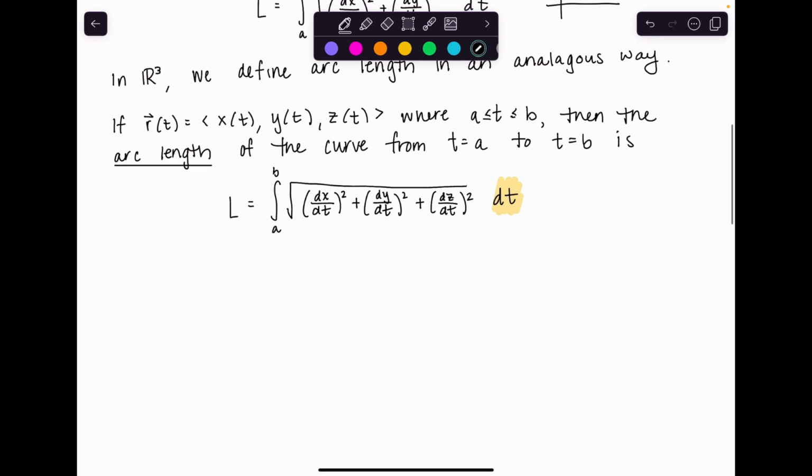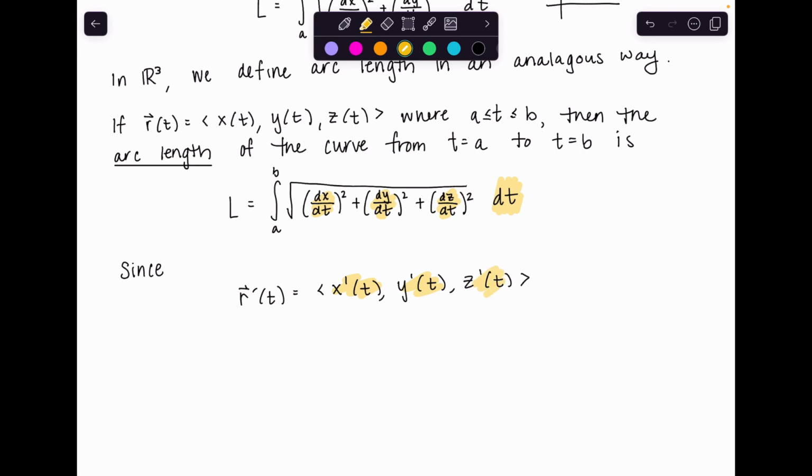So since we know the derivative of our vector function, r prime of t, is just we differentiate component-wise, so it's x prime of t, y prime of t, z prime of t, or dx dt for this component, dy dt for the second, dz dt for the third. If you notice, we've got the square root of each of these components squared adding up. So really, this inside is just the magnitude of this vector.